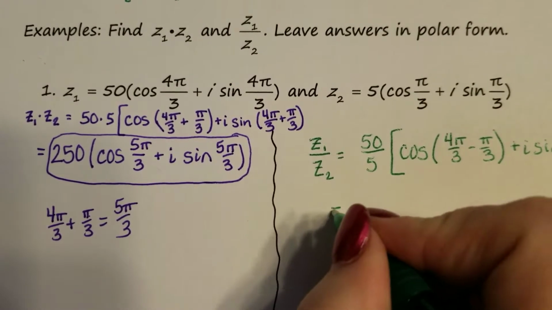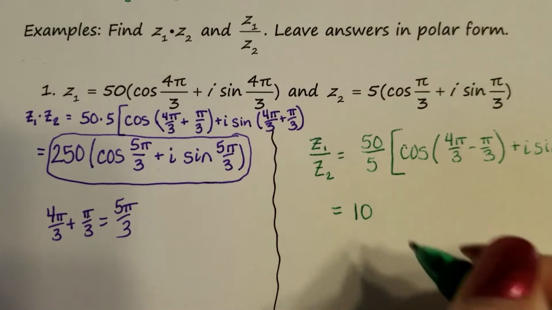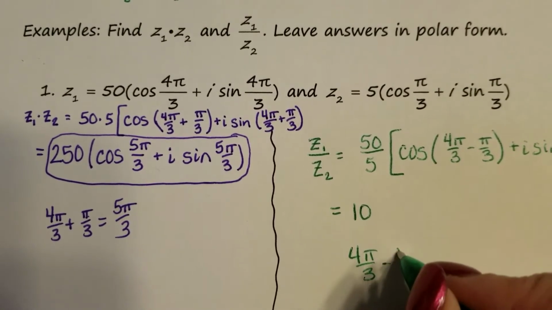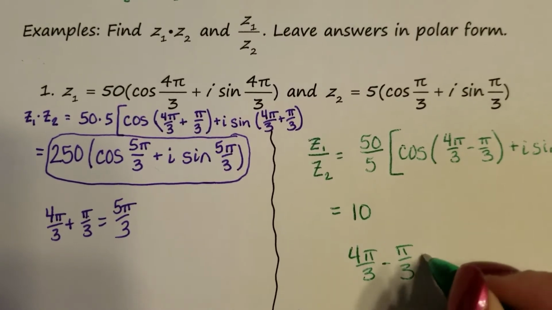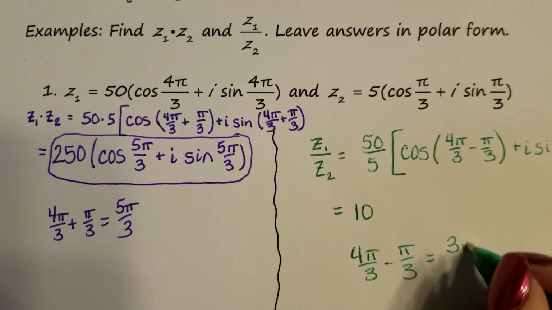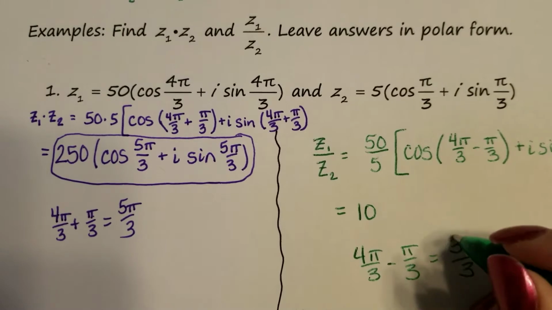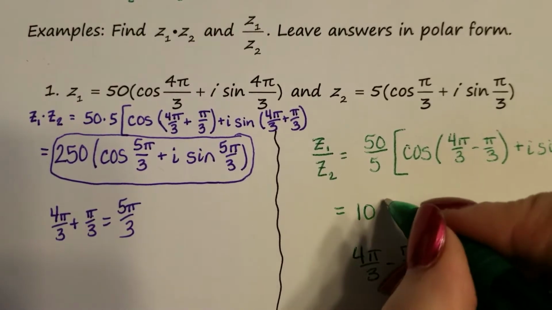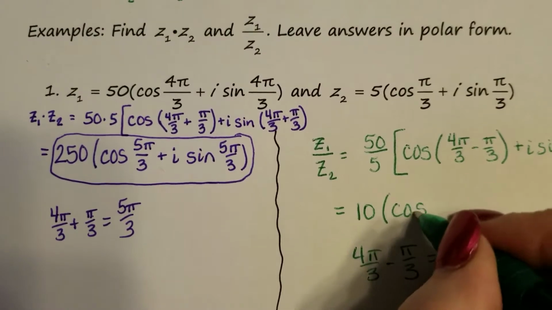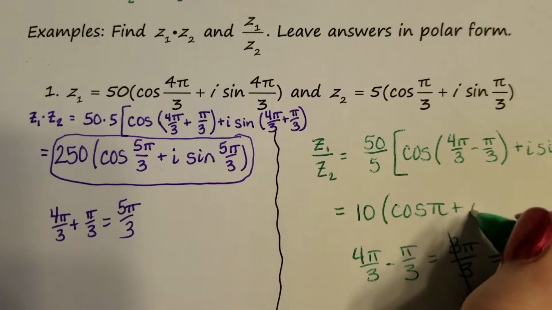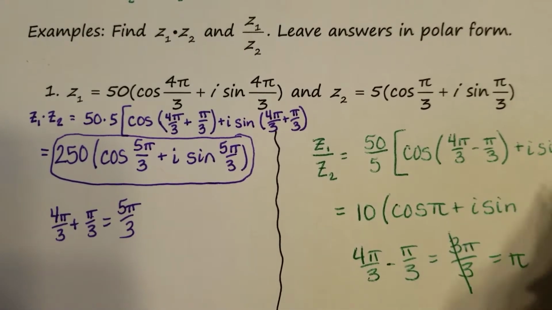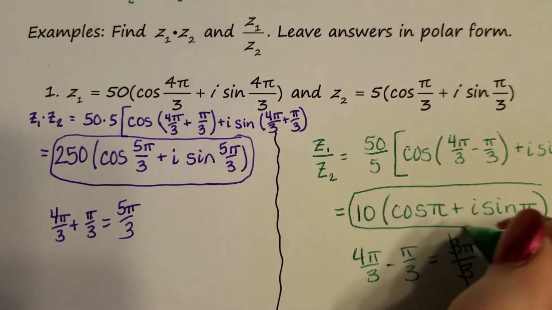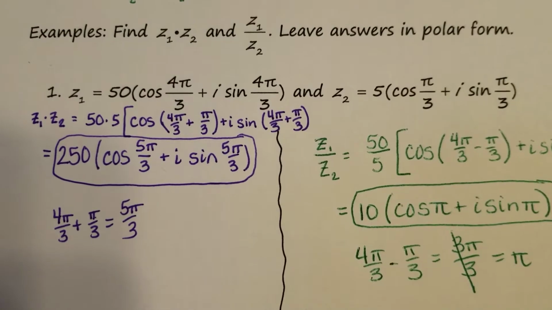Well, 50 divided by 5 is 10. And then we're going to take 4 pi over 3 and subtract 1 pi over 3. So that is 3 pi over 3. We can simplify that. It's going to be pi. So that's going to be cosine pi plus i sine pi. And we're going to leave it that way because that's the polar form.